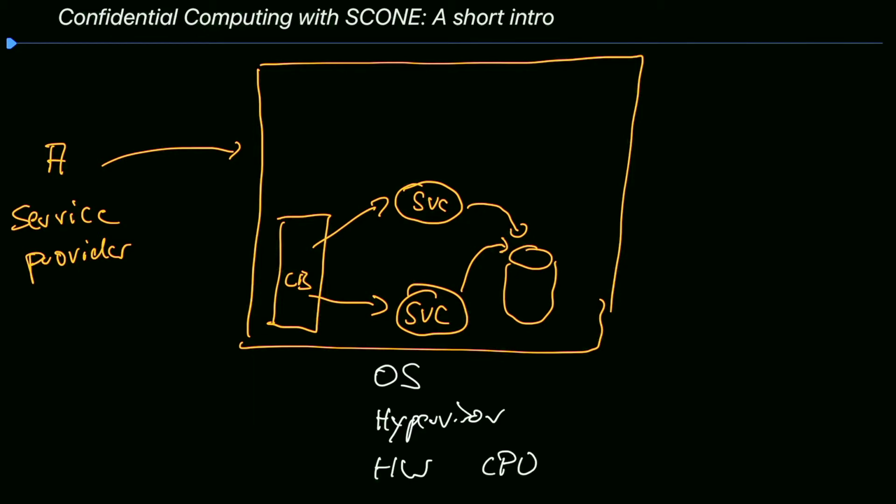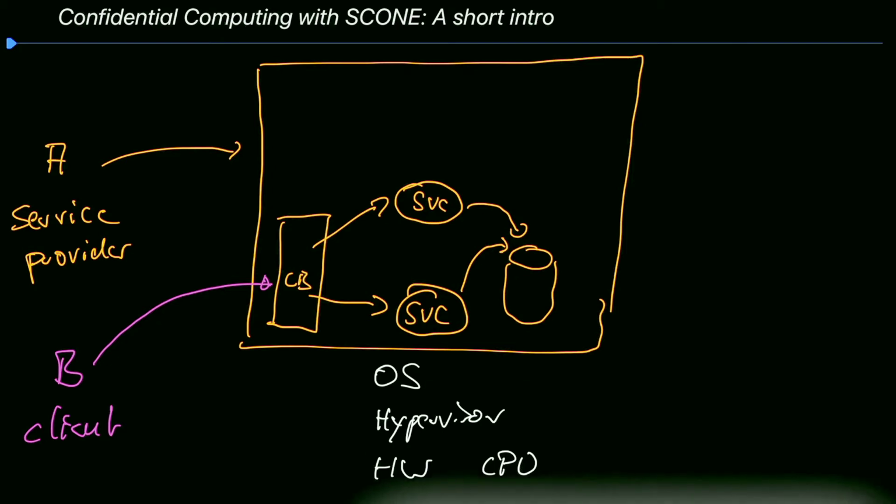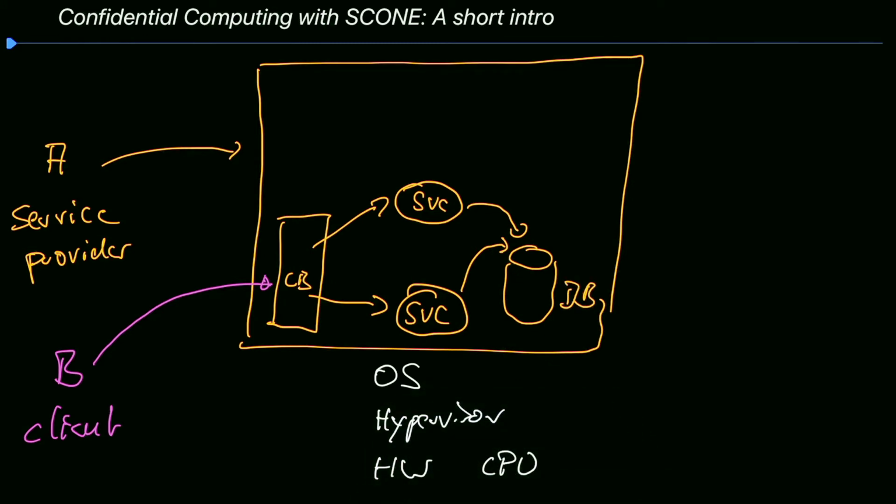And so in this case, we have also clients, and let's change the color for the client. Let's make it green. And we have a client B, that's Bob, and Bob connects to the load balancer, and then his requests are forwarded to one of the services, and then they will go into the database. And I forgot to put here DB for database.